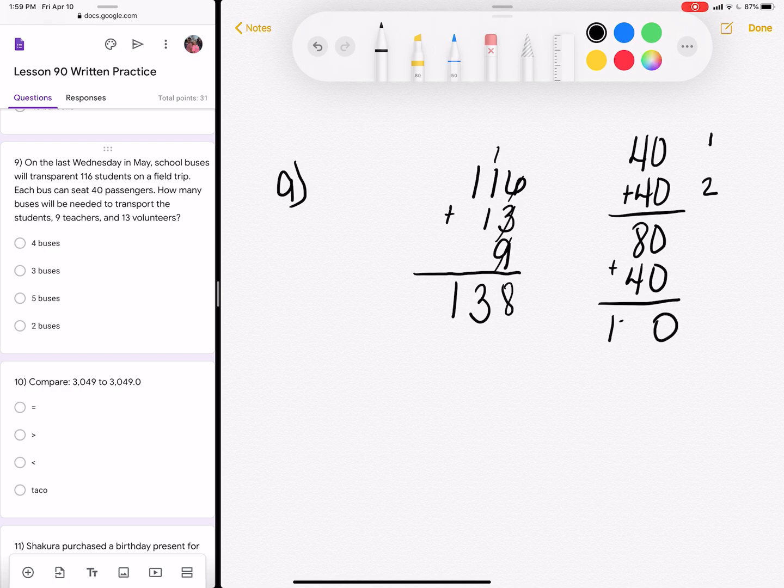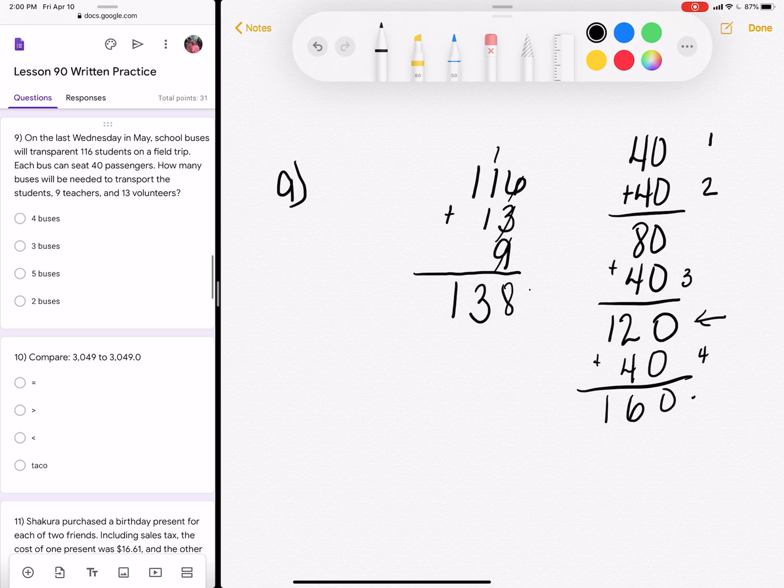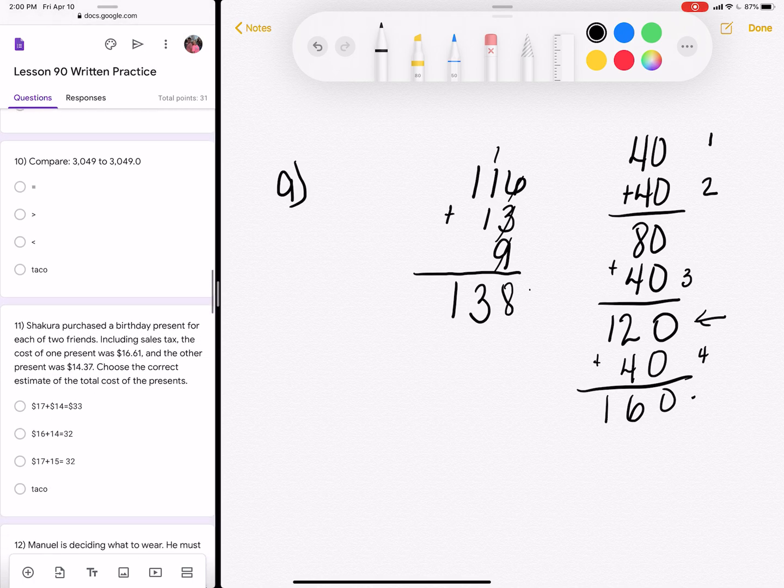8 plus 4 is 12. And this is the 3rd bus, and this is 120 people. Getting closer, but that is not enough. So we add one more 40. So that would be the 4th bus. 0, 6, 1. 160 is greater than 138, but that means that we have enough room to transport all those people finally. So we need to take 4 buses. We can't leave people on the side of the road. We've talked about that before.